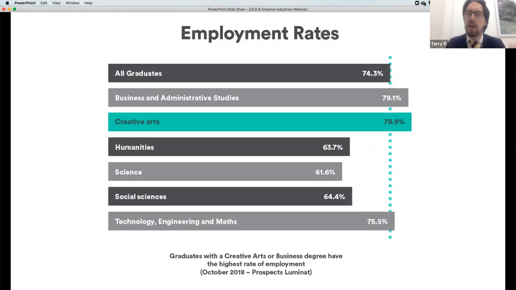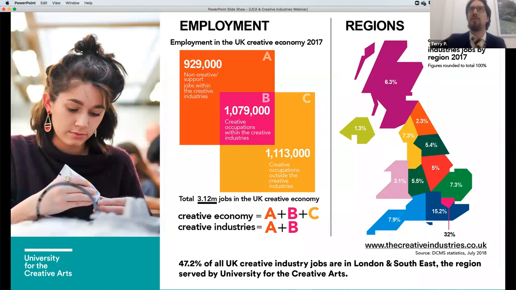There's a little map here you can see of the breakdown in the United Kingdom. And if it looks like I'm looking away from the screen, it's because I've got another screen with the map on, and I have the temptation to point at that screen over there. But you can see 45% of the jobs within the UK creative industries sit within the southeast of England, right where our four campuses are.